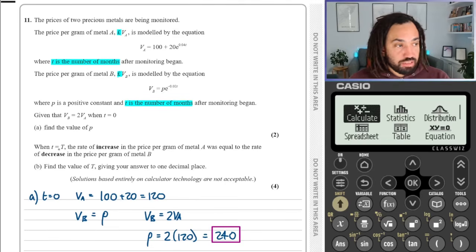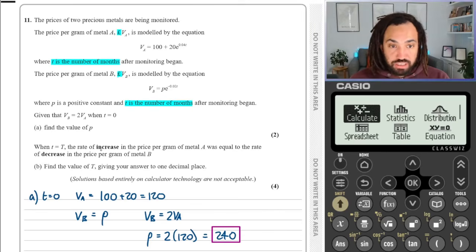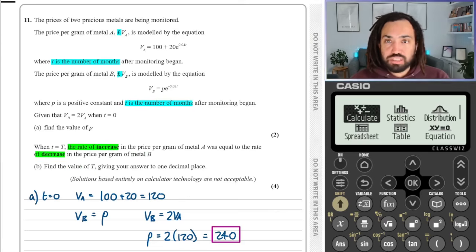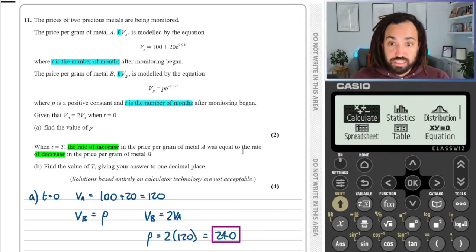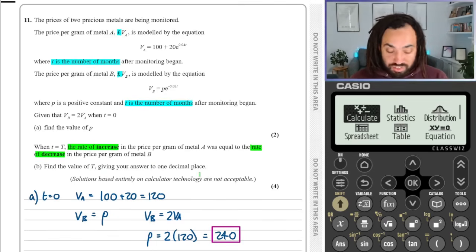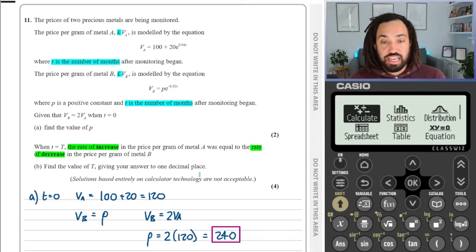It says when T is equal to capital T, the rate of increase, okay, so that's the rate of increase in the price of metal. The price per gram of metal A was equal to the rate of decrease in price per gram of metal B. Find the value of T. Give your answer to 1 decimal place. That is really interesting. Not seen a question like this before. Well, the key point here is the word rate. Okay, so that means that we're not setting the two values equal to each other. We need to set their derivatives equal to each other.